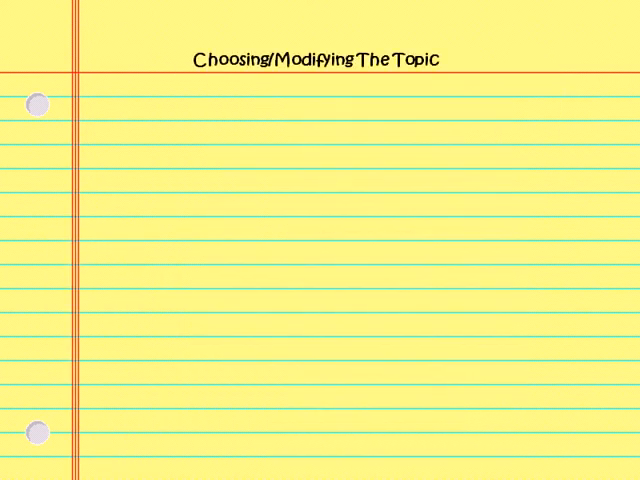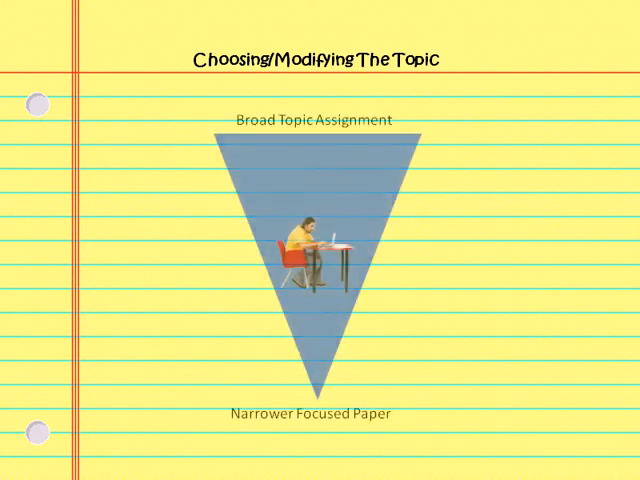Oftentimes, assigned research topics are fairly broad and therefore allow you to somewhat customize your paper to your own interests. This is an important first stage in writing a research paper. Customizing your topic allows you to sufficiently narrow the assignment, making it workable and providing a more defined research pathway.